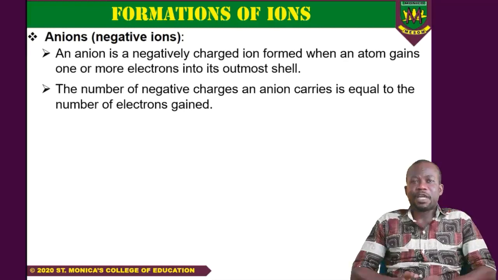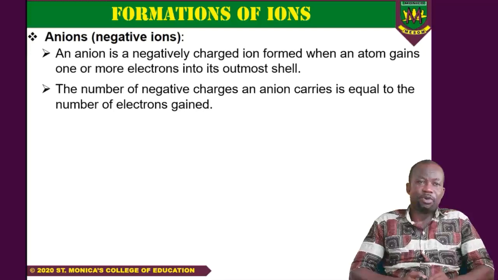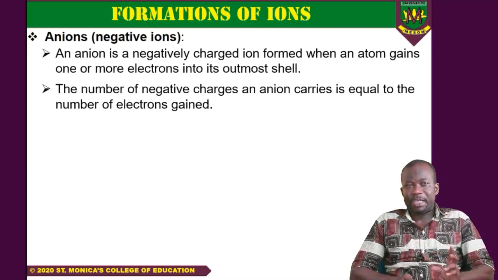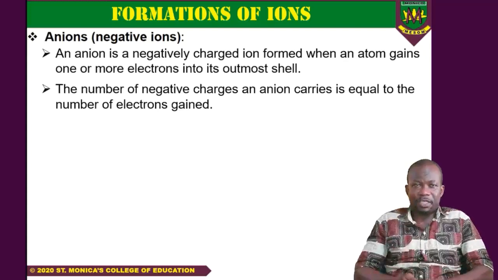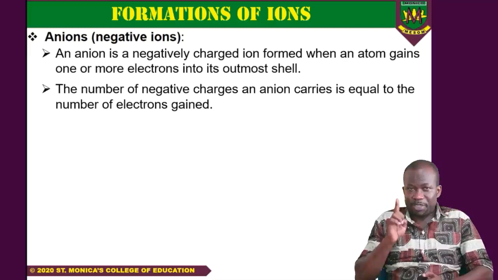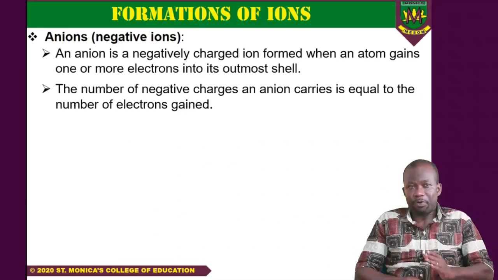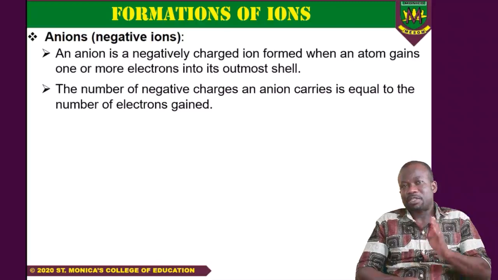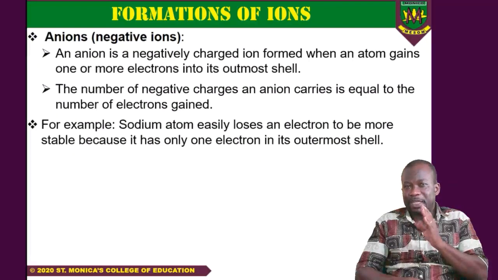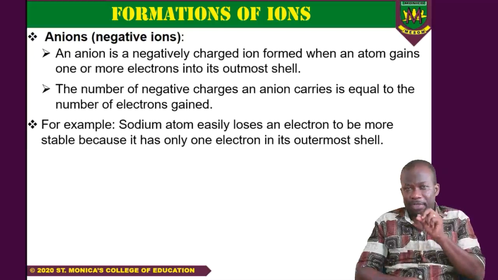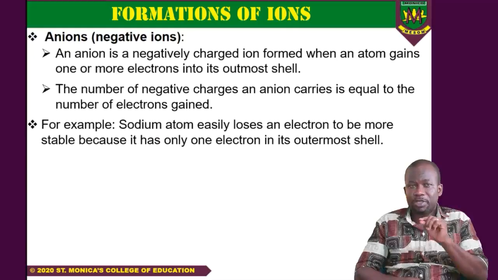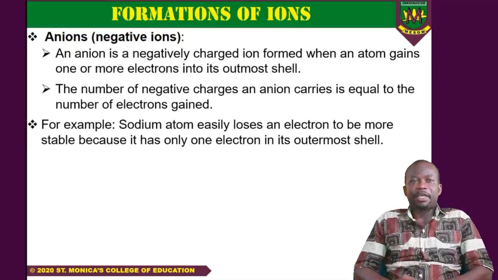The number of negative charges an ion carries is always equal to the number of electrons that is gained. So for example, when chlorine gains 1 electron, you just see a negative charge there. That one, we don't put the 1 there. The negative charge just represents that 1 electron that it has gained. But then when it gains 2, 3, 4, then respectively you will see 2 in front of the negative charge, meaning that it has gained 2 electrons. You see 3, meaning that it has gained 3. When it gains 4, 4 is written in front of the negative charge on the top right of the atom.